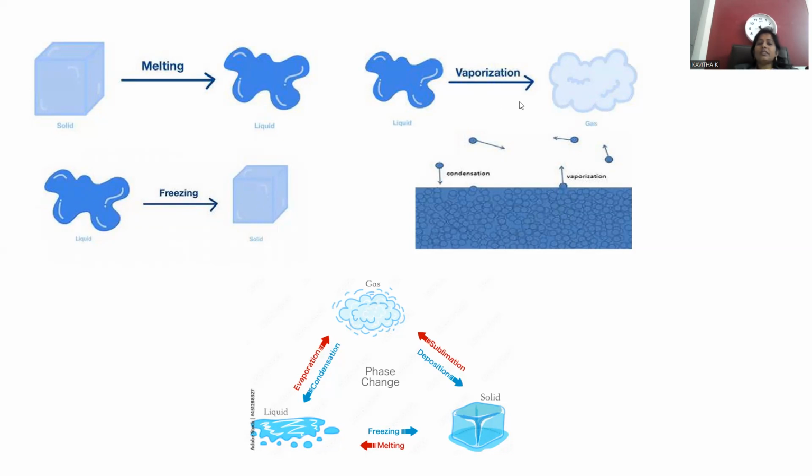So if you're turning the gaseous component into a liquid one, that is called condensation, right? This is the way you can represent all the phase changes in a triangular form. Let me give a brief introduction over there.